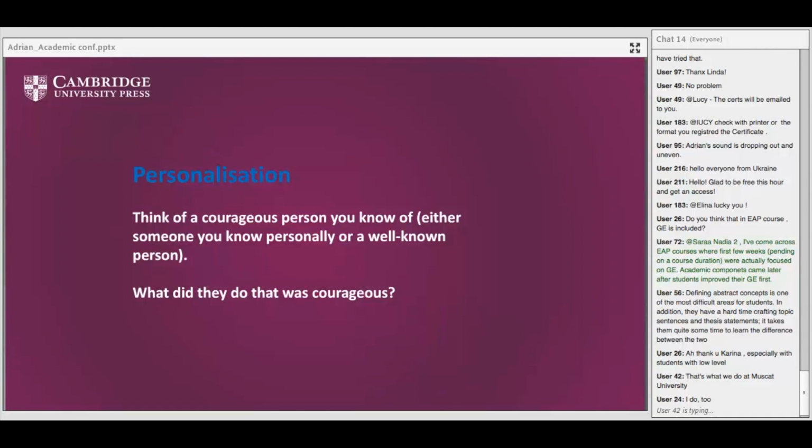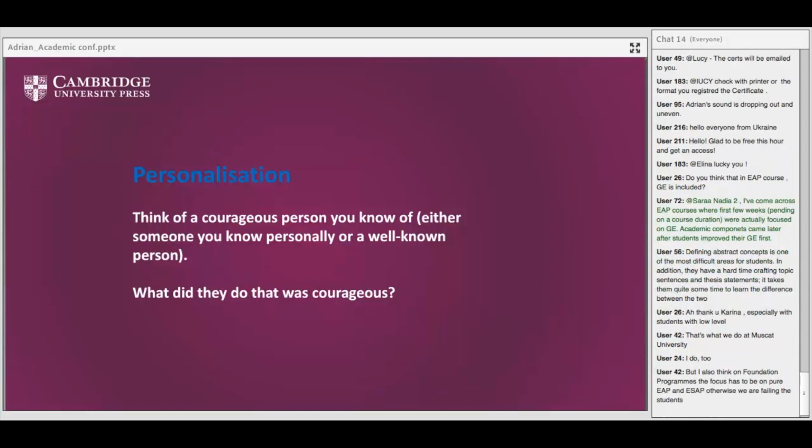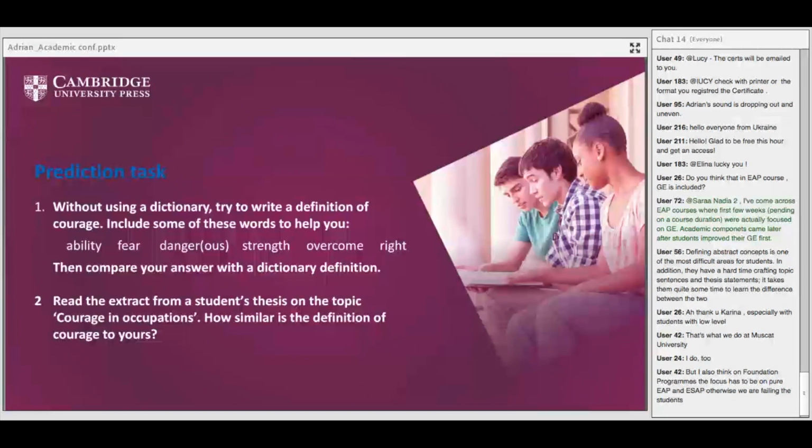And then another possibility is to personalize it. So bring this into the sphere of students' own experience. Think of a courageous person you know, somebody you know personally perhaps, or a well-known person. What did they do that was courageous? Some further discussion. And then, I think, a prediction task. So you can get students to try defining courage. Write a definition of courage without using a dictionary. Compare with other students, then maybe look it up, see what the dictionary says about it, and then maybe go and look at the text that we just saw, the authentic text.